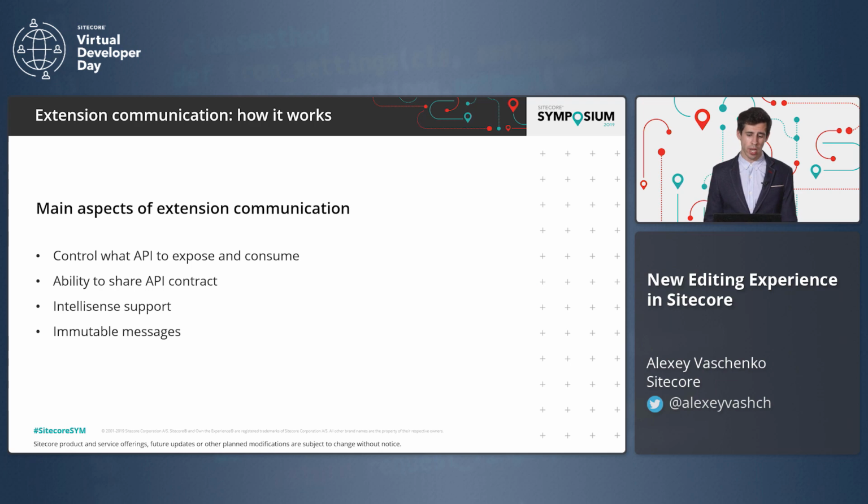Just extending the UI without affecting Horizon behavior would be meaningless. So the page composer provides a global message mechanism for extensions, which allows all the extensions to communicate with each other. Extensions control what API to expose to other parts of the application. Extensions are able to share API contracts with each other, which enables IntelliSense for both API consumers and providers.